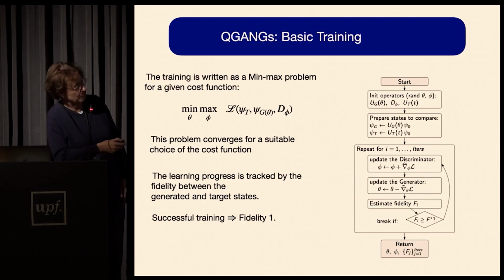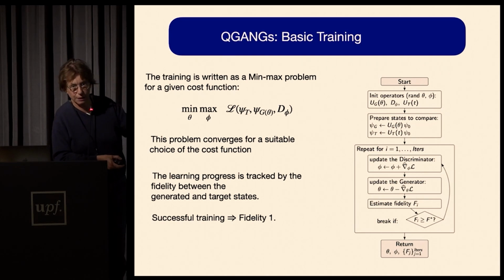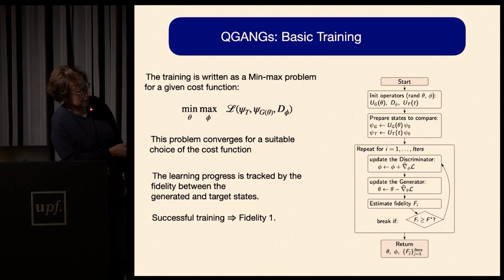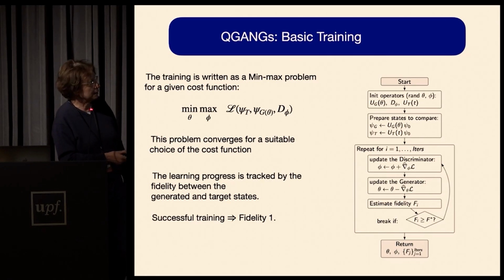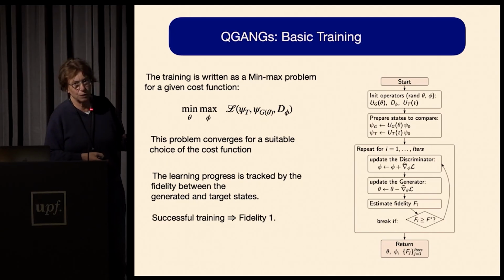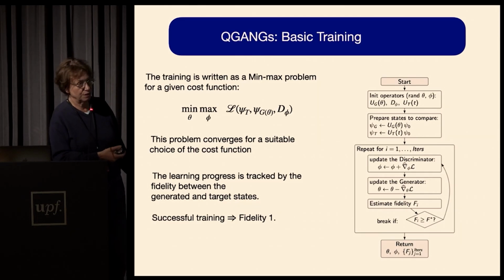And you can put it in a more formal way in this way, no? So you have a random set of parameters for the generator and the discriminator. Then you prepare your states to be compared, the one that comes from the generator, the one that comes from the target, and now you update the discriminator with your loss function, update the generator after that, estimate the fidelity between all of them, and return. Again, until you reach your goal. And so the learning process is tracked by the fidelity between the generator and the target, and you will say that you have succeeded, so you know the unitary that reproduces. So now I can say, okay, this generator reproduces exactly the unitary I wanted, and with fidelity 1, you will finish.